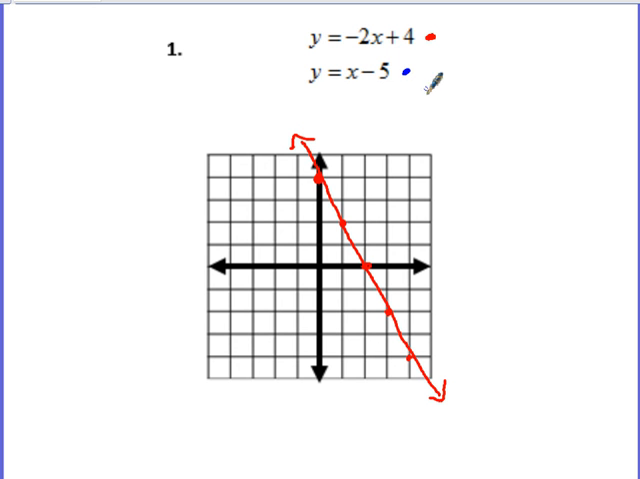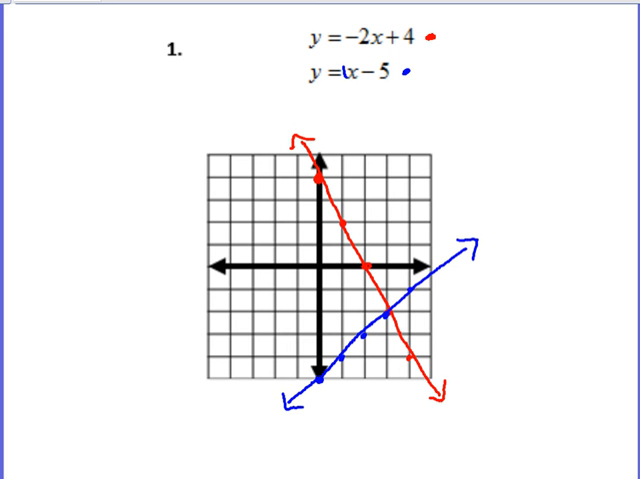Alright, and then I'm going to do the second line in blue. So now I have x minus 5. So minus 5 is my y-intercept. And then the slope, there's no number there, so I know it's 1. Alright, so up 1 over 1, up 1 over 1, up 1 over 1, up 1 over 1. And then I draw my line.